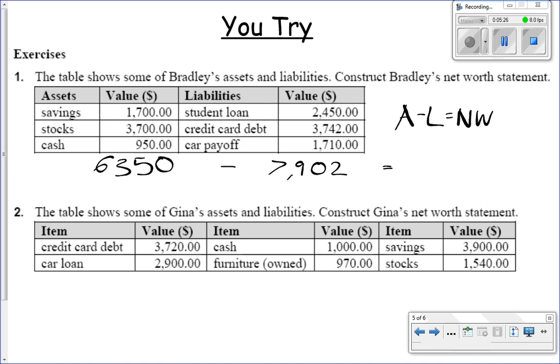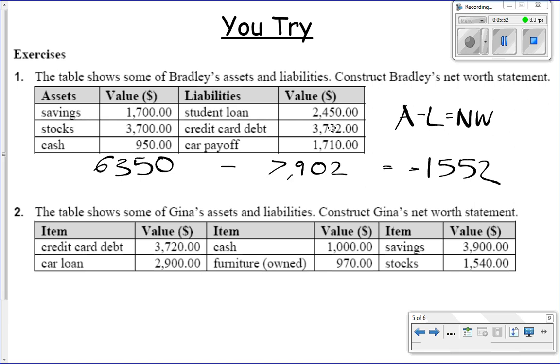Subtract. Mm-hmm. It is a negative. What does that mean? So Bradley owes more, right? Good. Let's give her one big clap.